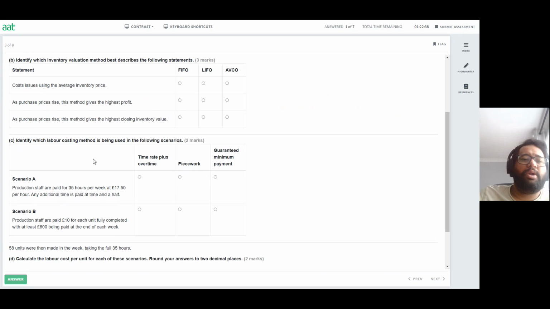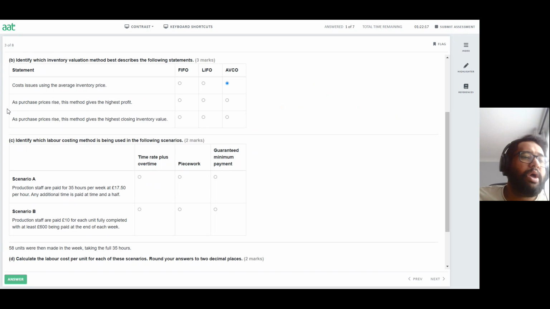Now, let's look at the next one. Identify which inventory valuation method describes the following statements. So if you look at that here, the cost issues using the average inventory price. Straight away, the word average there, we know it's AVCO. When the word average is used, straight away you have to remember this is going to be AVCO.